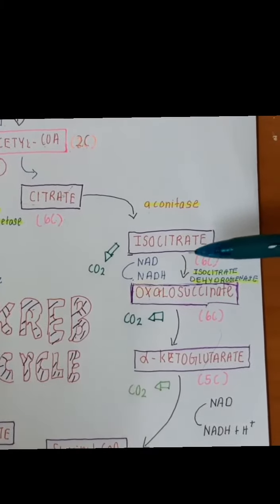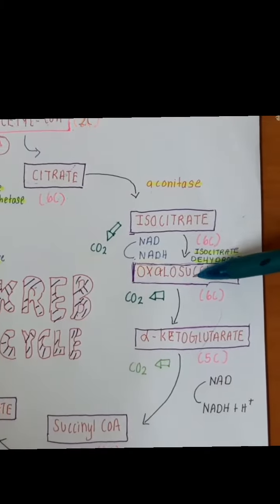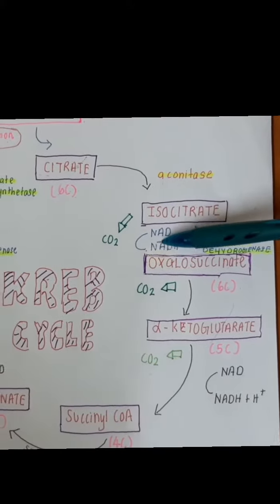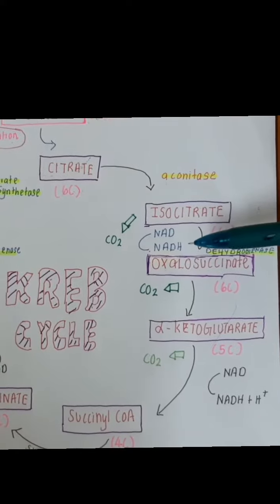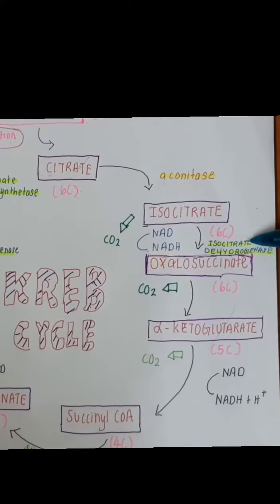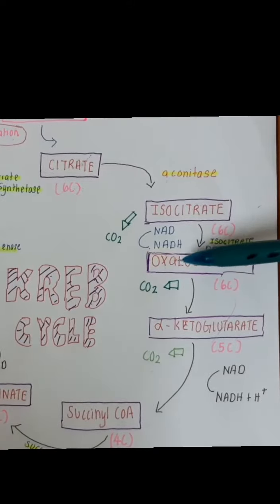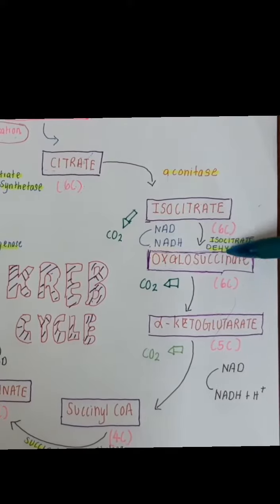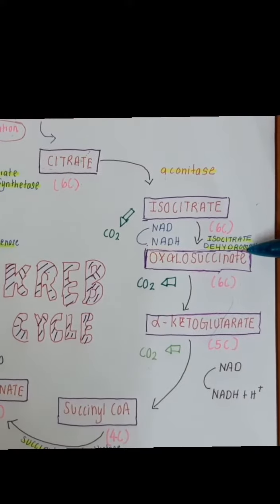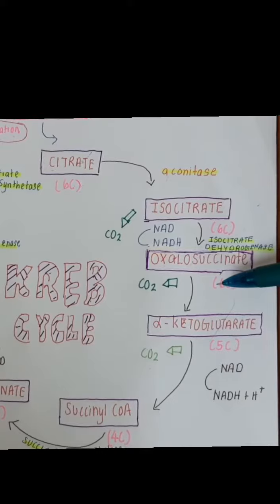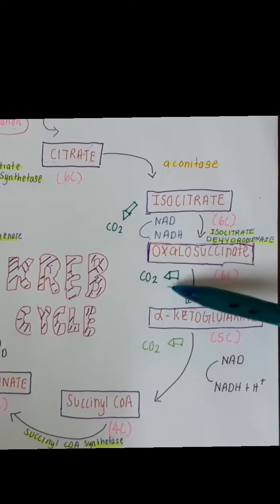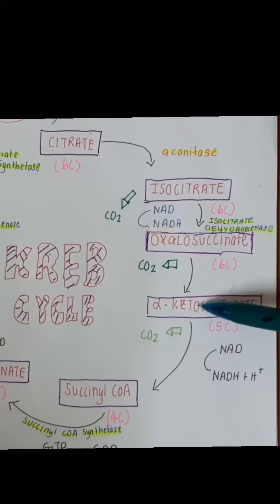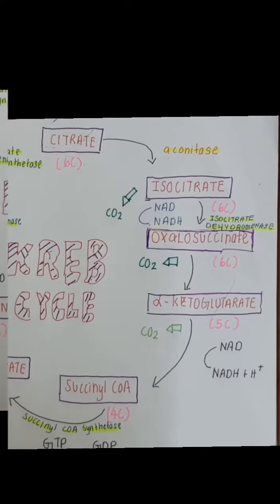Isocitrate is oxidized to form oxalosuccinate, which is a 6-carbon molecule. NAD+ is reduced to become NADH. This is catalyzed by isocitrate dehydrogenase. Oxalosuccinate, which is still bound to the enzyme isocitrate dehydrogenase, is unstable. It immediately undergoes decarboxylation, which is the loss of carbon dioxide, and is converted to alpha-ketoglutarate, which is a 5-carbon molecule.